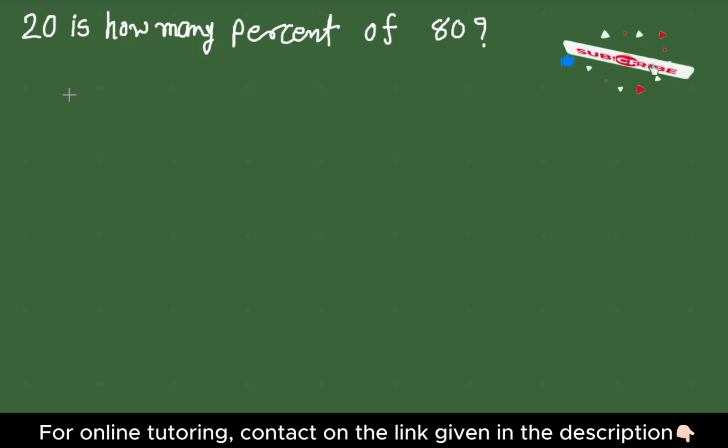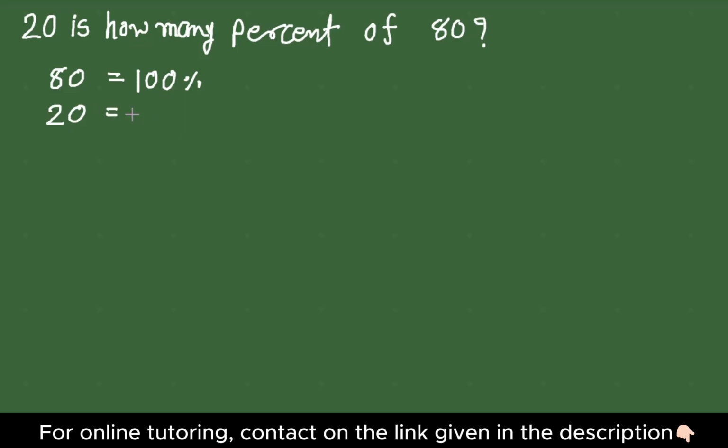So first question is: 20 is how many percent of 80? So 80 is the 100%. So we will write 80 is equal to 100%, and we do not know how much is the 20. So we will write 20 is equal to question mark. We will multiply 20 by 100 and divide it by 80.